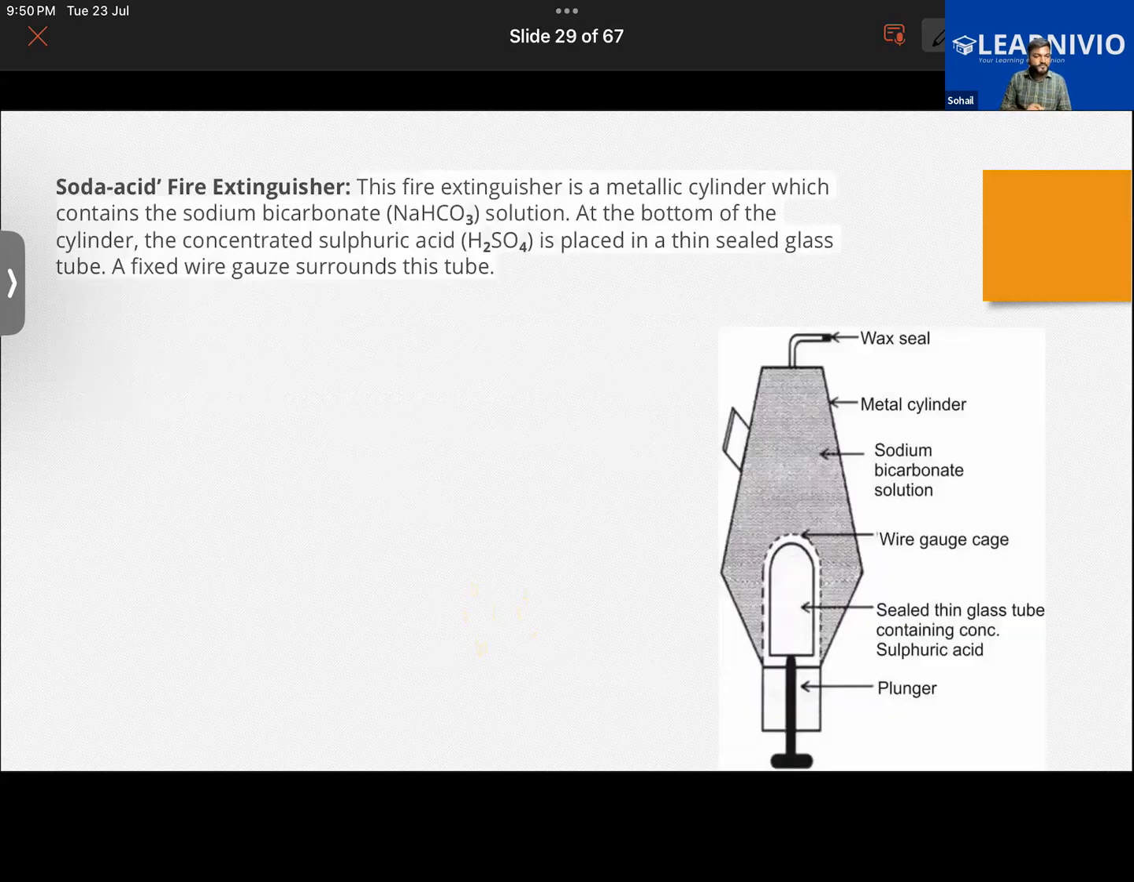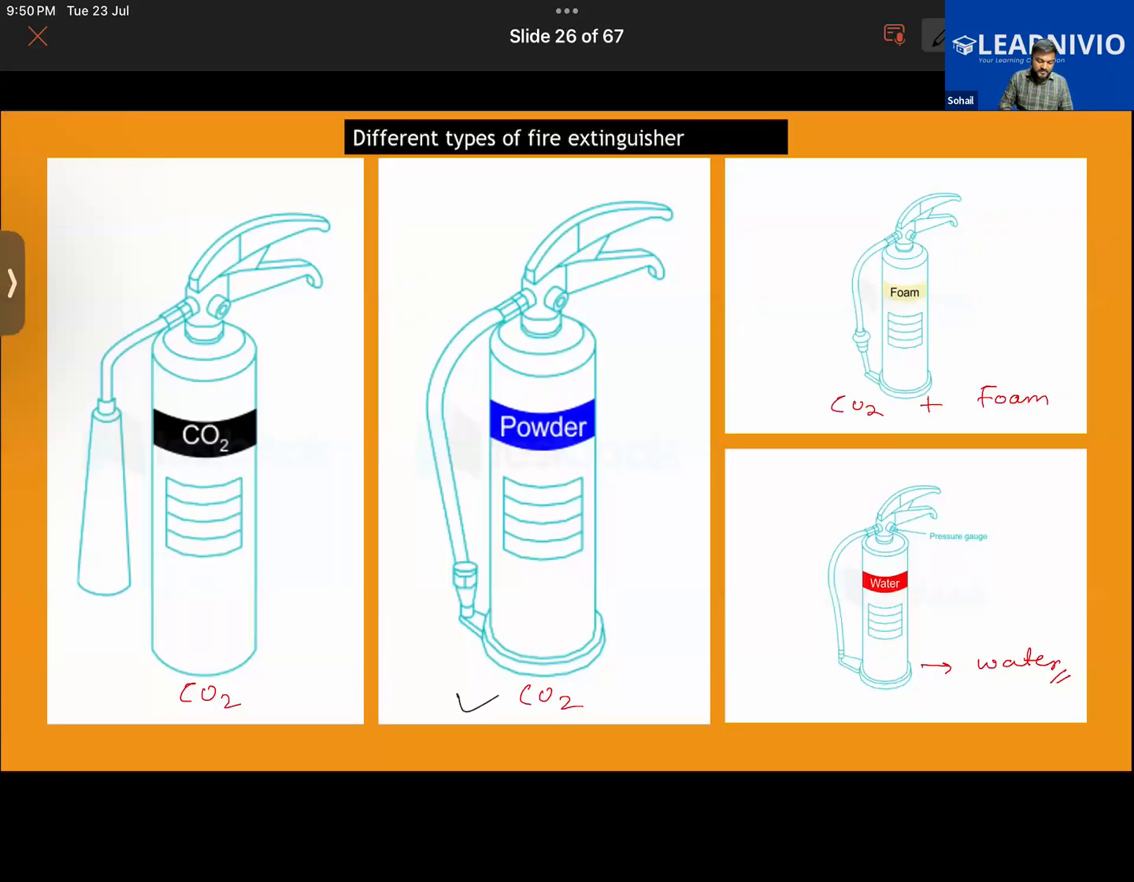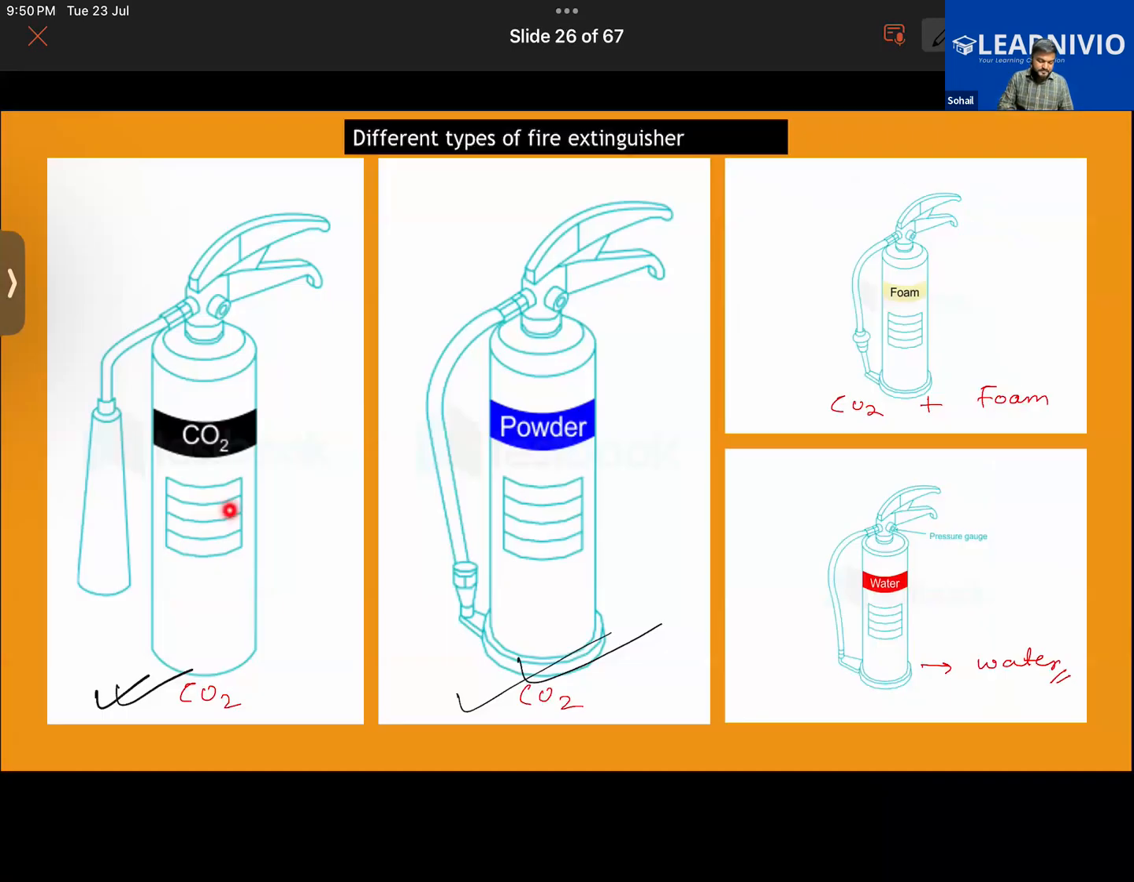That is the first type. Right now we are done revising this type. Now let us learn about another type. How does this type of fire extinguisher work?